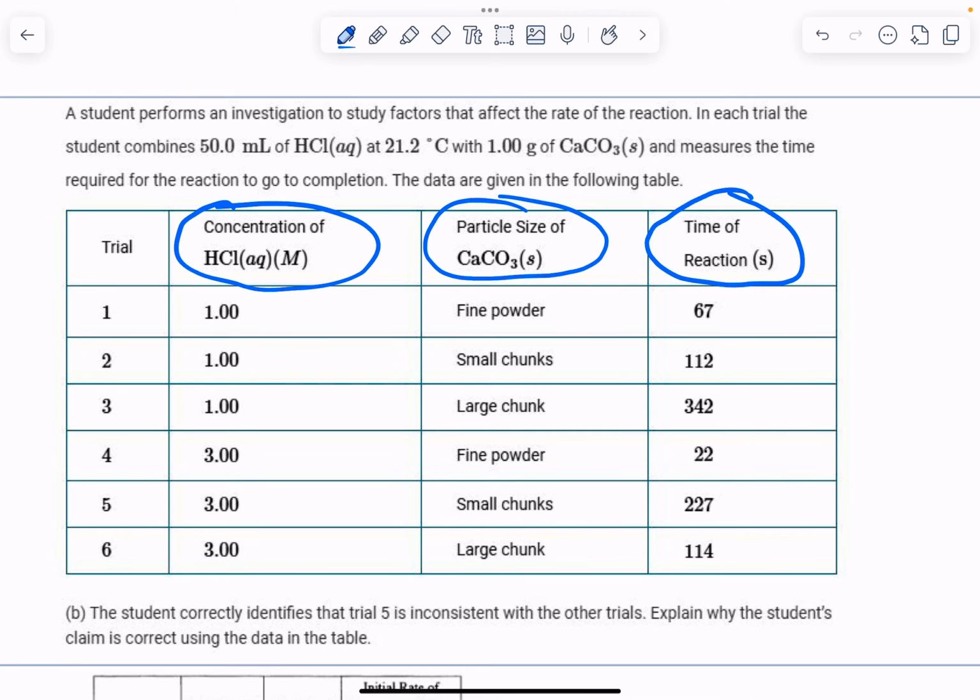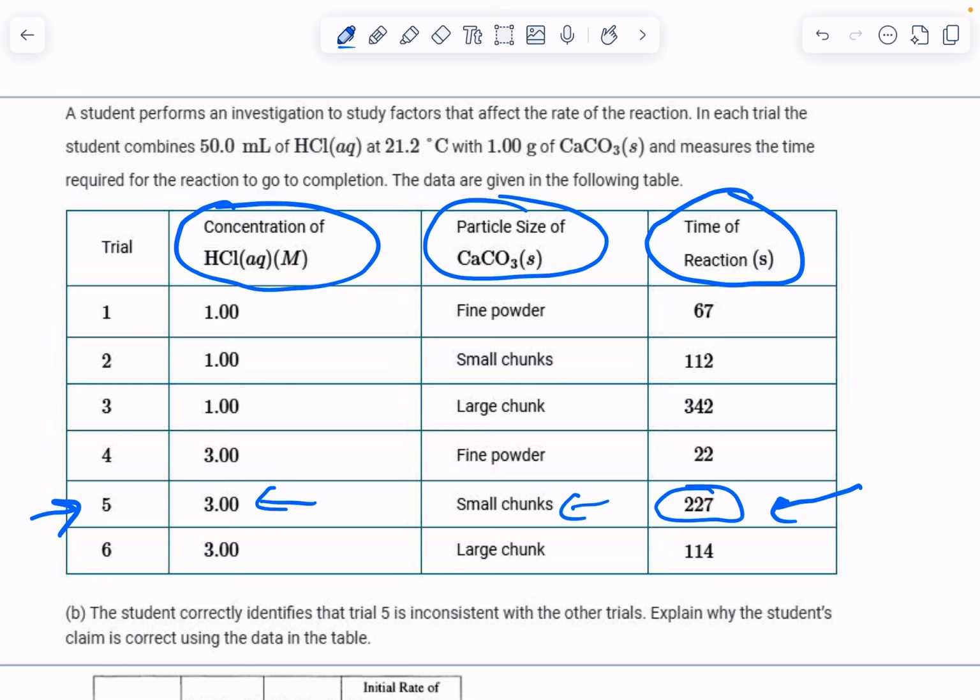The question says, the student correctly identifies that trial 5 is inconsistent with the other trials. Explain why the student's claim is correct using the data in the table. So apparently number 5 is incorrect compared to the rest of the data. And at first glance, it doesn't look like that because we've got 3 molar hydrochloric acid, we're using small chunks, and the time to completion is 2:27. So there must be something wrong with this time to completion compared to the others.